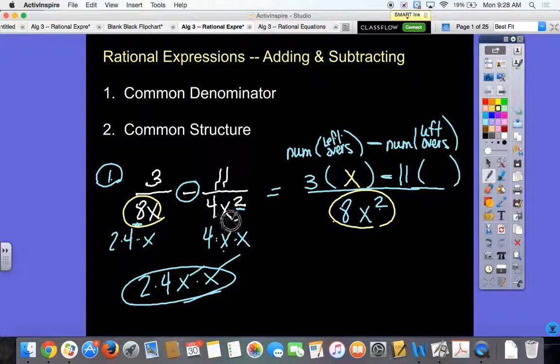Go to the next one. You got 4x squared. What do you need to multiply that by to get 8x squared? Well, you need a 2, so put that up here. Once you got that done, it's kind of like you went over the hump. That's the hard part. You just need to clean up your numerator at that point. That's just going to be 3x minus 22, and that's 8x squared. There's nothing you can do with 3x minus 22. There's nothing common that you can factor. There's nothing you can reduce. You are done. This is your answer.